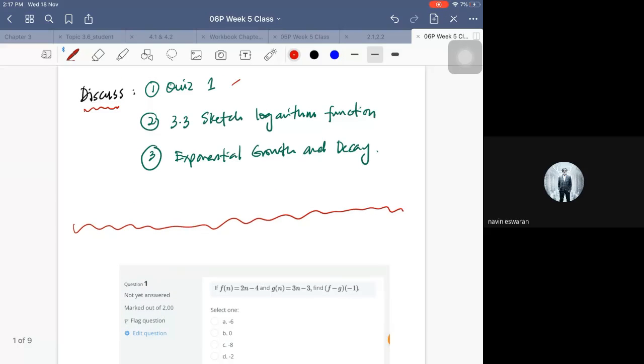And then I'm going to discuss topic 3.3. So in the video of topic 3.3, I discussed about logarithm function, but I didn't actually show how to sketch for logarithm function. So that we're going to discuss for the second topic. And then we are also going to discuss a topic for this week, which is exponential growth and decay. So dia ada 2 formula. One of the formulas I have already discussed in the video, but one of them I just noticed that in the workbook. So I think I have to explain to you about that as well.